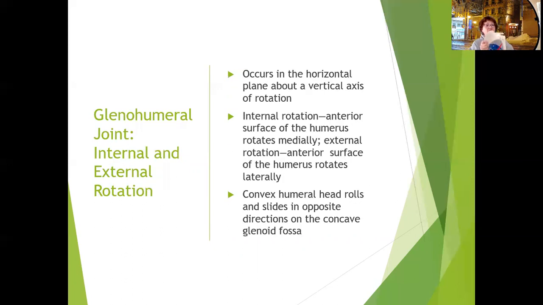The glenohumeral internal and external rotation occur in the horizontal plane about a vertical axis of rotation. In internal rotation, the anterior surface of the humerus rotates medially. In external rotation, the anterior surface rotates laterally. The convex humeral head rolls and slides in opposite directions on the concave glenoid fossa. So we know that because convex moving on concave, you get roll and slide in the opposite direction. It's rule number one. Convex concave rule number one.